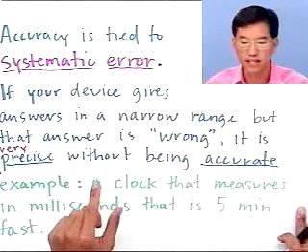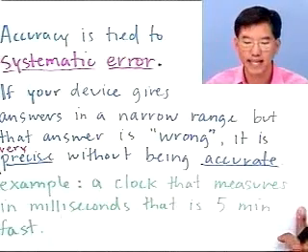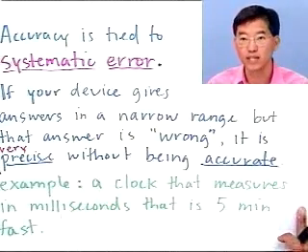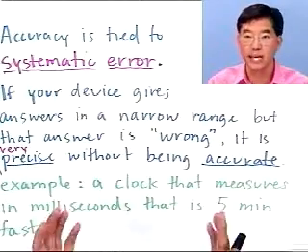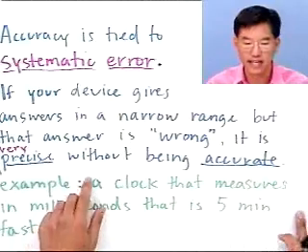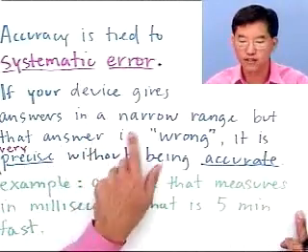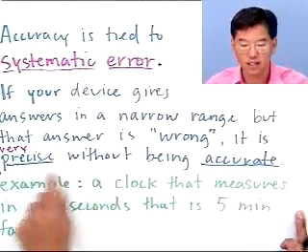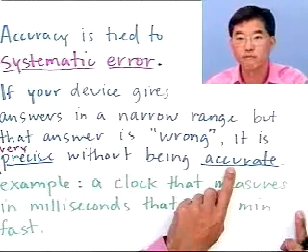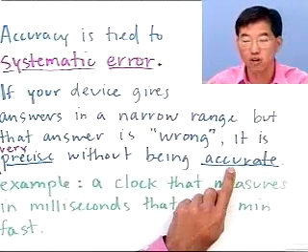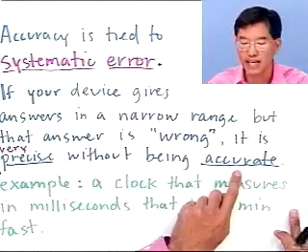Now, accuracy, in contrast, is tied to the idea of a systematic error. If you have a systematic error, what it means is that your system, being the scale or the ruler or whatever, isn't any good. It could give answers in a very narrow range, so it could be very precise, but if it's just not close to what the true value is, then we'd say that it isn't accurate.